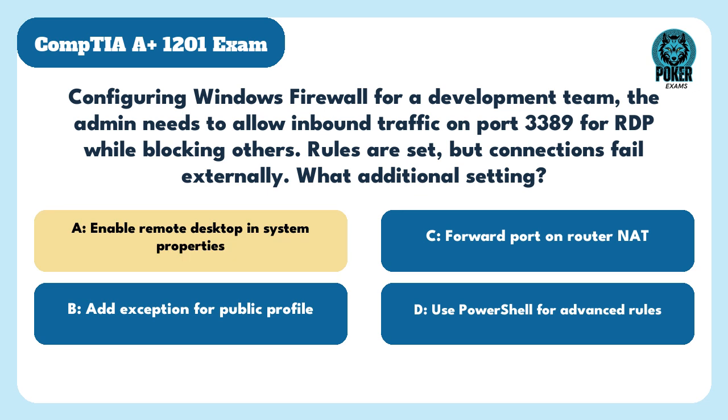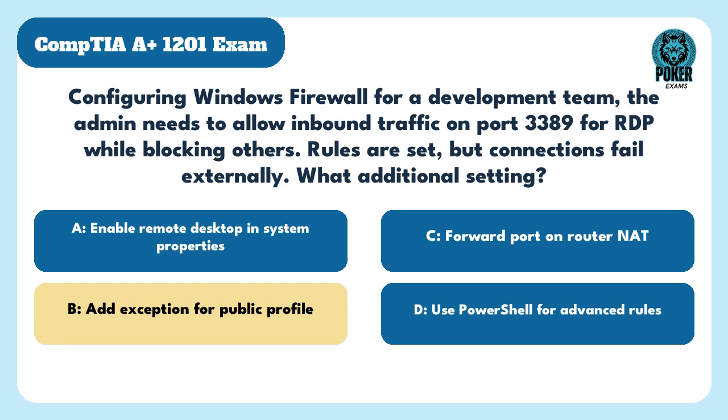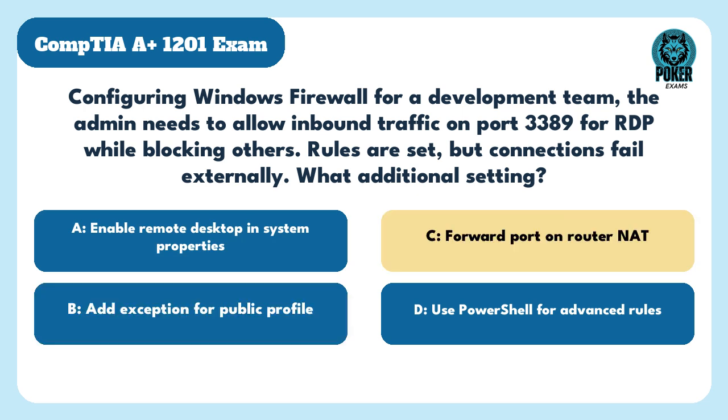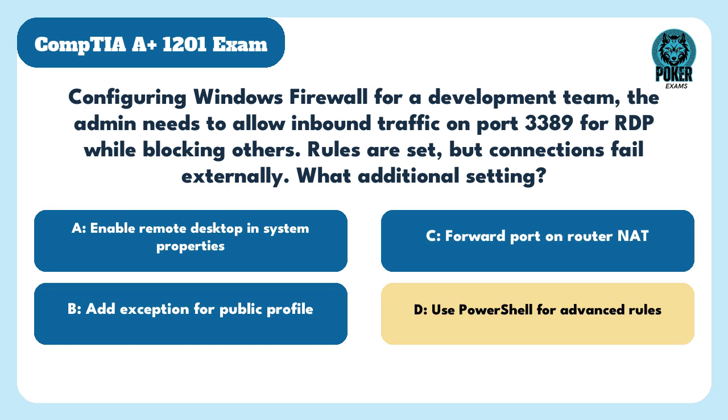Option A. Enable remote desktop in system properties. Option B. Add exception for public profile. Option C. Forward port on router NAT. Option D. Use PowerShell for advanced rules.